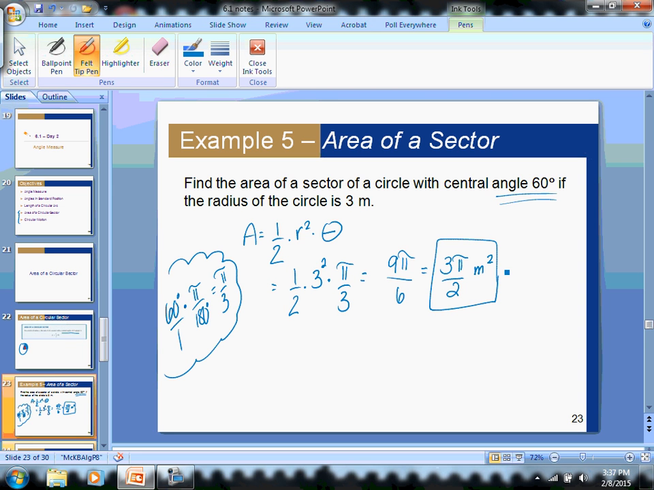And you've dealt with this before in geometry. In geometry, it was a proportion, and you were dealing with the degree measurement instead of the radian measurement. So this is just a step up from what you saw before in geometry.